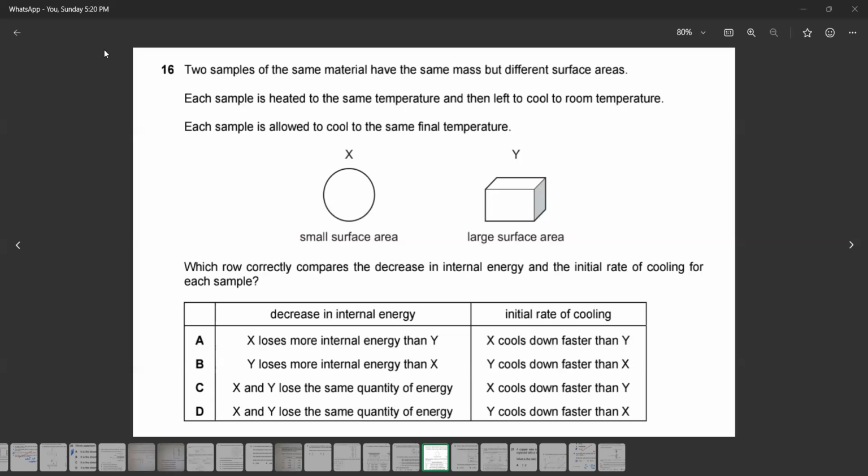Two samples of the same material have the same mass but different surface areas. Same mass means they have the same number of particles as well, okay? Because the mass is a characteristic of the particle. So if I say 100 particles in X, there are 100 particles in Y as well.